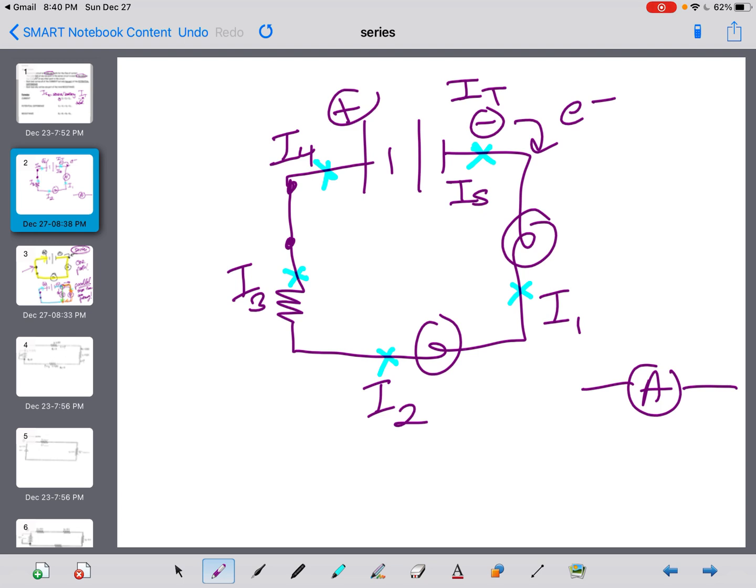Okay, so the relationship in a series circuit is that no matter where I measure it, the current is going to always be the same. Now, the reason why that is true is because the number of electrons flowing here are always the same. There's only one pathway. So the number of electrons flowing at I1 is the same number of electrons flowing at I4 because there's nowhere else for them to flow. They're stuck in this one pathway.